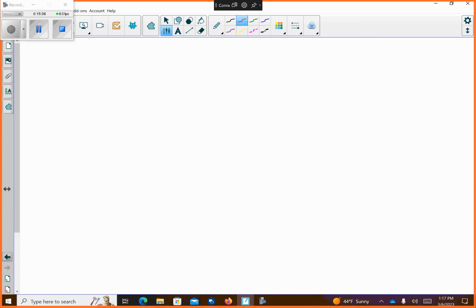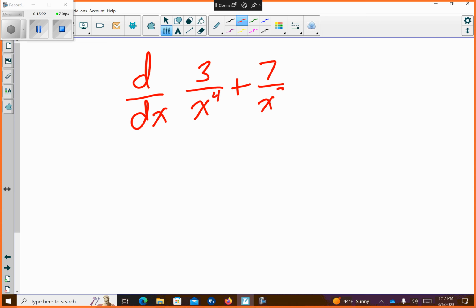So what would you think we should do if I wanted to find d/dx of 3 over x to the fourth plus 7 over x to the third plus square root of x plus the third root of x squared? Okay? So things have to move and things have to come out of being radicals.